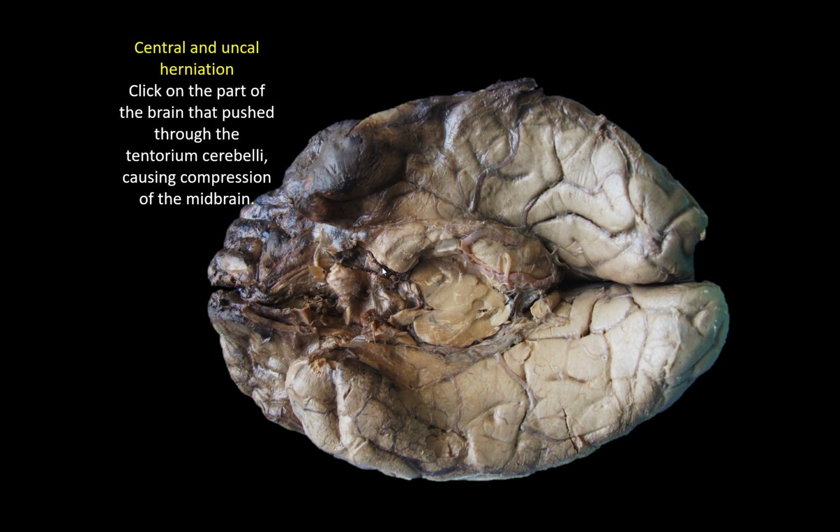So this is the abnormal side with the central and uncal herniation from this temporal lobe, and this is the normal side, how it's nice, smooth, and flat, and you don't see any kind of impingement or anything that looks like it's jutting out. And so this is the normal side, and this is the side with the central and uncal herniation.